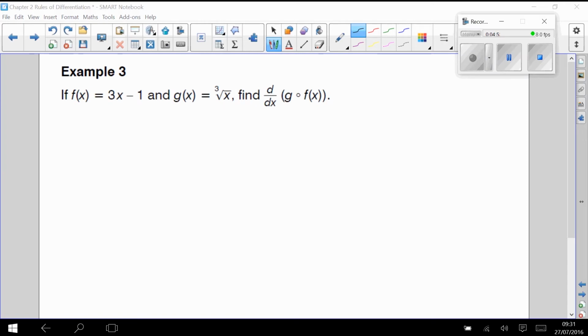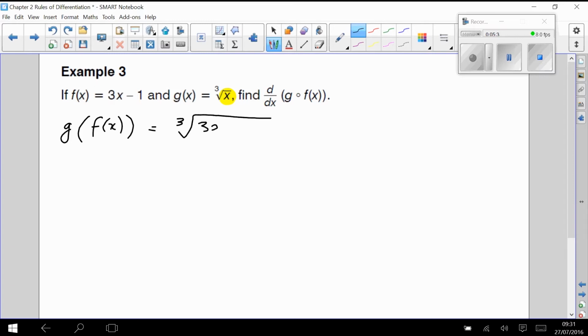In example 3, I want you to find the derivative of the composite function, but I have not yet combined those functions. So if I want the derivative of g of f of x, I actually want to find the derivative of the function g of f of x. In other words, I want to, on the g function, put in the f function where the x is. In other words, I need to replace the x with 3x minus 1. So g of f of x is actually going to be the cubed root of 3x minus 1.